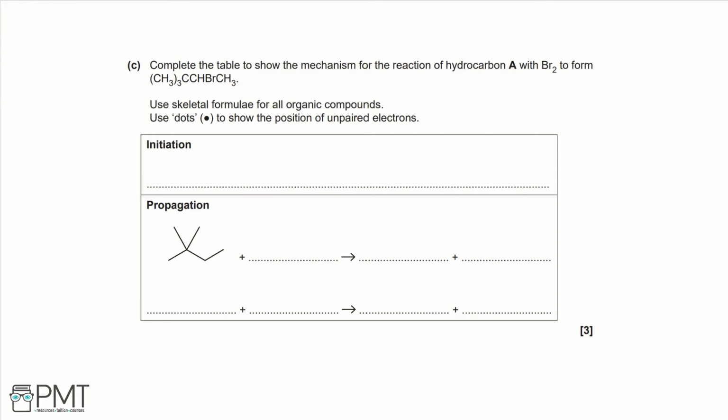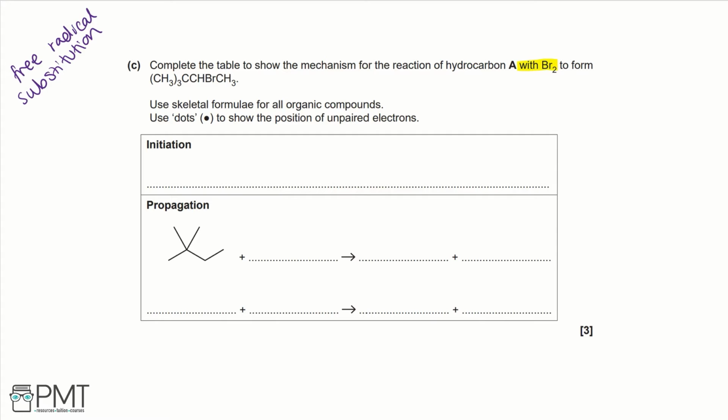C. Complete the table to show the mechanism for the reaction of hydrocarbon A with Br2 to form CH3 brackets 3C CH Br CH3. Use skeletal formulae for all organic compounds. Use dots to show the position of unpaired electrons. So this question is using a mechanism called free radical substitution. A common example of free radical substitution would be using chlorine. In this case, we're using bromine, but you might have seen this done with chlorine in class.